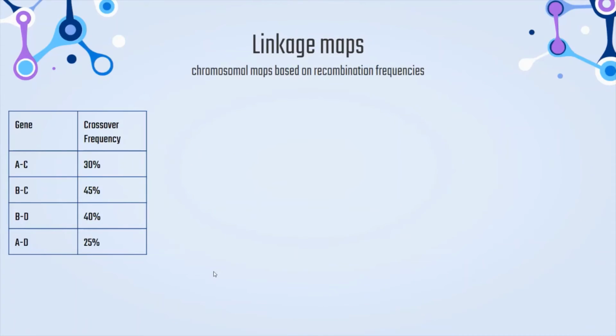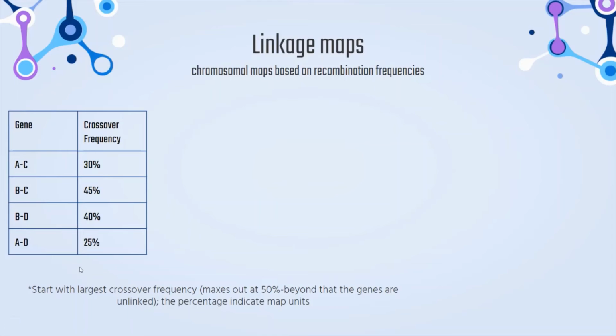Linkage maps are chromosomal maps based on recombination frequencies. So in a linkage map, we will start with the largest crossover frequency, and this number will usually max out at 50% because beyond that, the genes will be unlinked. And the percentage will indicate something called map units. So first we will see that 45% will be the largest. So we will put the B and the C on opposite sides, and 45 map units will separate them.